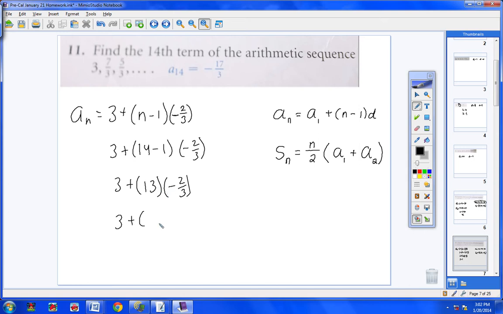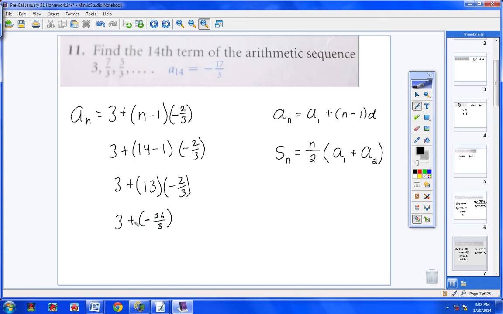Use your calculator if you need to. It'd be a negative 26 over 3, and then go ahead and feel free to use your calculator. 3 plus a negative 26/3. By the way, when you type it into your calculator, be sure and put parentheses around negative 26/3. But I'm trying to do it in my head here. If you do it correctly, you'll get 9 over 3.